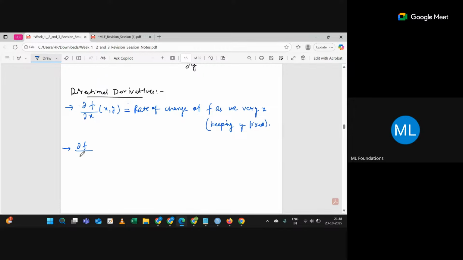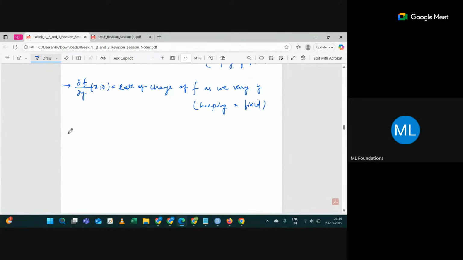What if I write del f divided by del y at x comma y? So this means rate of change of f as we vary y keeping x fixed. Yes or no? Would you agree with me? Yes. Okay. Now, this is the role of partial derivatives actually.